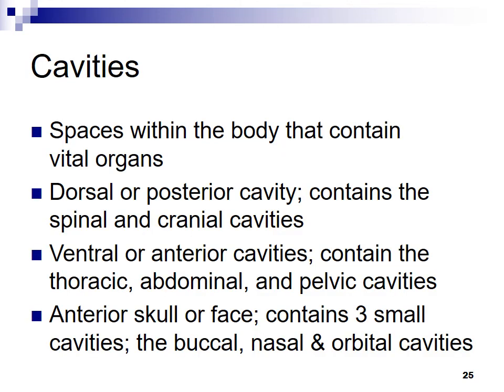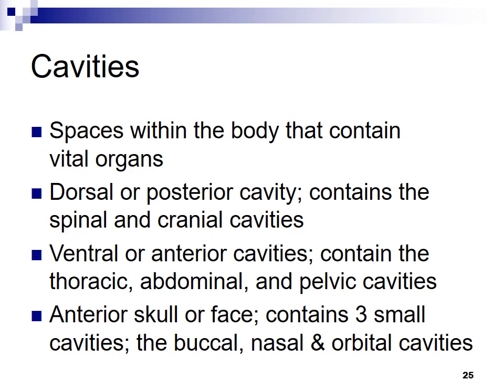Now, again, the cavities also really help us to identify what might be happening with a patient, or to identify where pain or something else is. The cavities are the spaces in the body, and these cavities contain our vital organs. The dorsal or posterior cavity is going to have the spinal cord and our cranial cavities. The anterior cavities are going to be the thoracic cavity, which is the chest. It's going to have the heart and lungs.